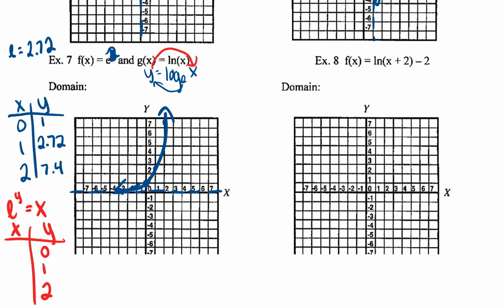So when I plug in for y, e to the 0 power is 1. E to the first power is 2.72. And e to the second power is 7.4-ish. Now I graph those: 1, 0, 2.72, 1, and 7.4, 2. The asymptote should now be a vertical asymptote at x equals 0, and my curve goes along that asymptote, looks like that, which should be a reflection over the line y equals x from the other graph.